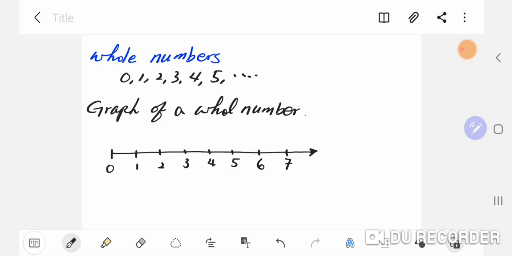So let's graph the whole number 3. If we want to graph the whole number 3, then what do we do? Just put a dark circle on 3 on the number line. How about graphing the number 5? Then 5 is here, so put the dark circle on number 5 on the number line. So this is how we graph a whole number.